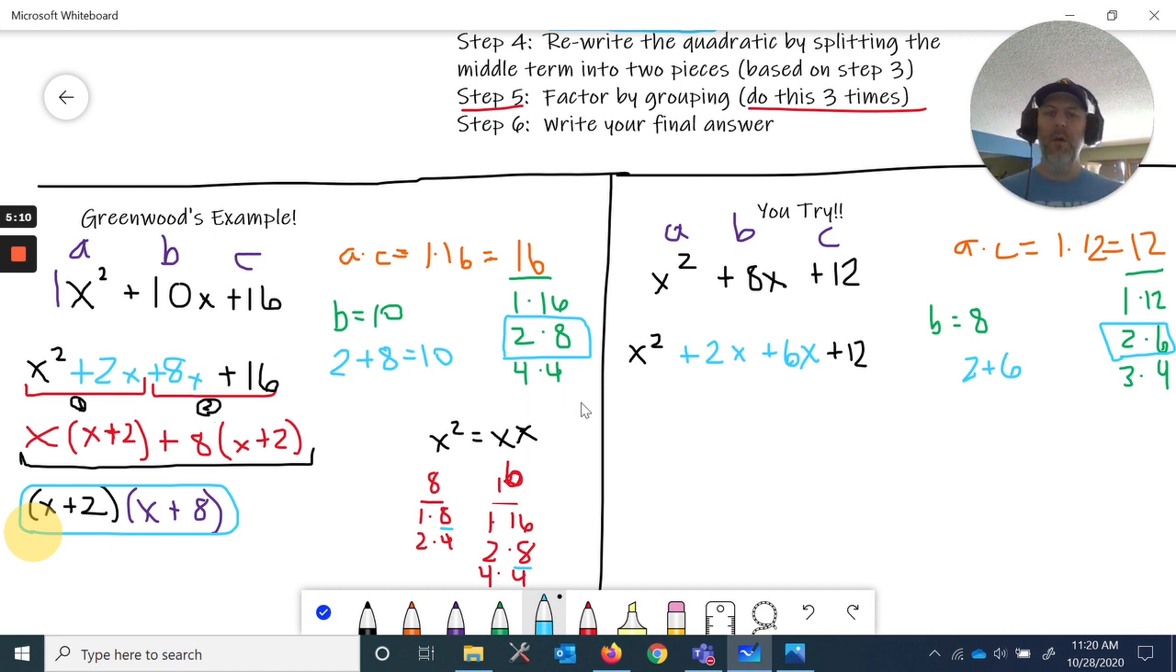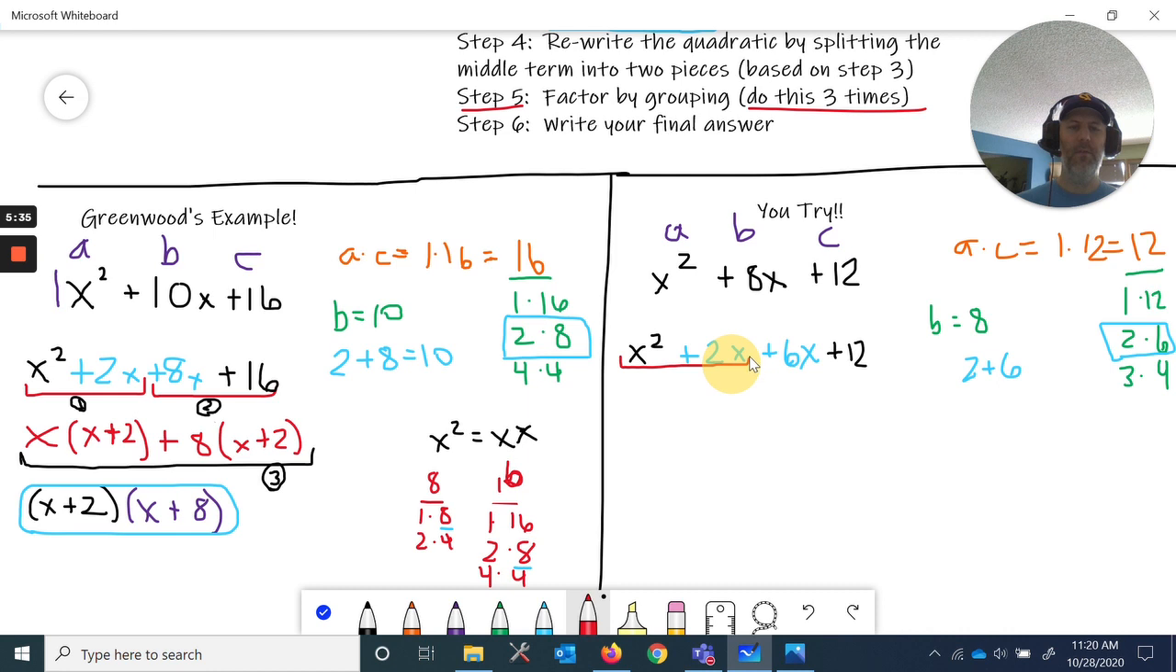Okay. All right, so I'll give you a second. You can pause the video. You can try and complete the steps here on question 2, the U try, and then I'll come show you the answer. Okay, so I forgot to mark this was the third factor by grouping. So I'm going to have you try this one. You tried it. We'll go through it.